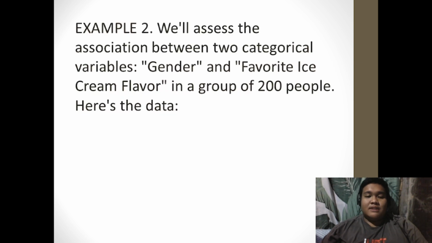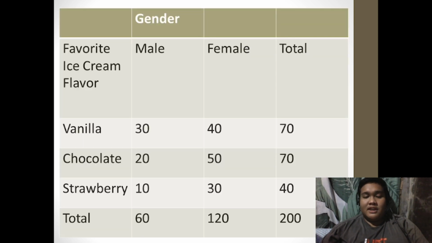The next example is to assess the association between two categorical variables. The two categorical variables are gender and favorite ice cream flavor in a group of 200 people. Here's the data. This is the favorite ice cream flavor, which is vanilla, chocolate, strawberry, and this is the gender, male and female. The total is 200 that we surveyed.